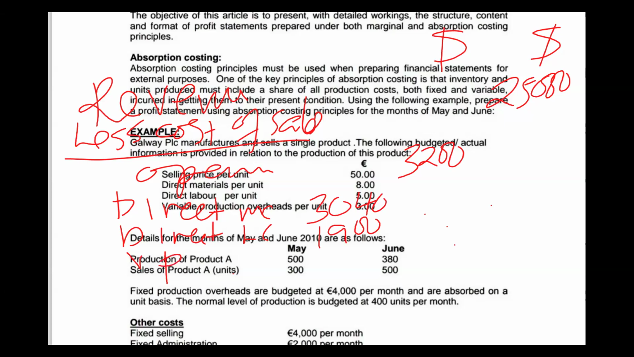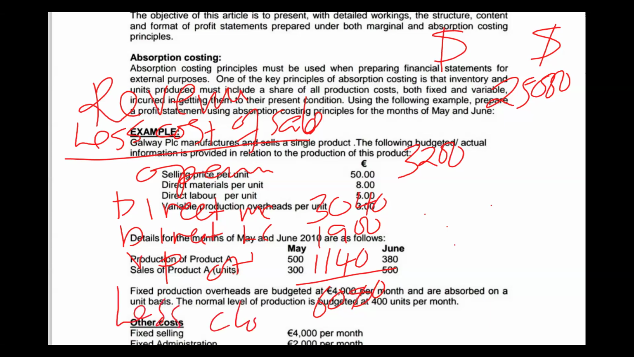Then the variable production overheads, it is 3 times 380, which is 1140. Add all these, they give you what? What was the cost of production? The cost is 6080. Yes. Just add these simply, so you have 6080. So we can now less closing what?